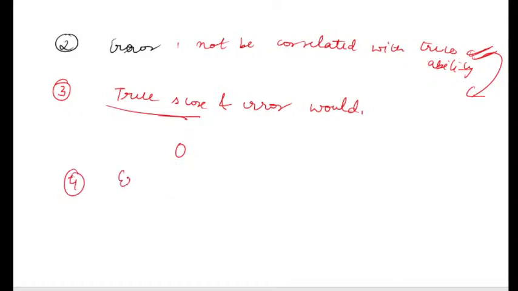Then the error that you commit on different tests would also be uncorrelated. It does not mean that your friend helped you this time, they might not help you the next time. So the error on different tests would also be uncorrelated. Now the main assumption on which this theory is based is that the true ability of the person, the true score that the person was supposed to have, would never change.